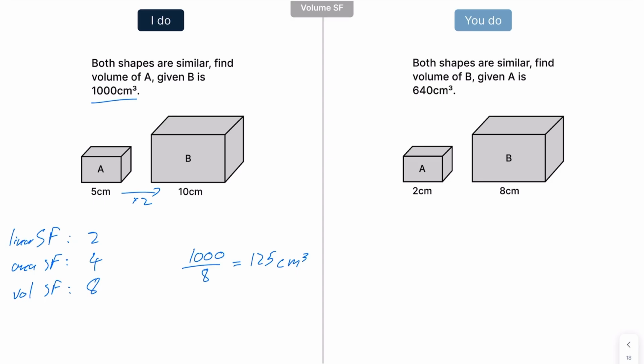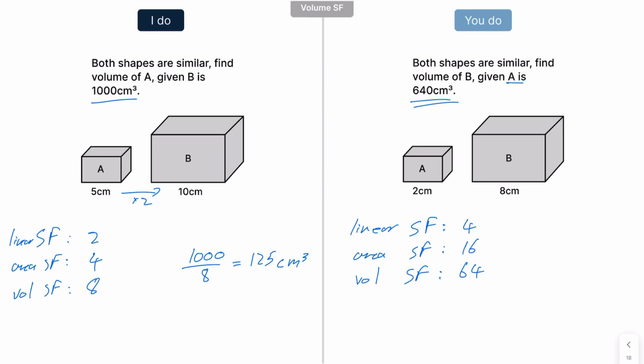So again, we've been asked to find a volume. The shapes are similar, so that means one is an enlargement of another. So start with finding the scale factors. We can see we've been given two sides, so I can find the linear scale factor of 4. I can then find the area scale factor, which is the square of that. And then I can find the volume scale factor, which is 4 cubed, which is 64.